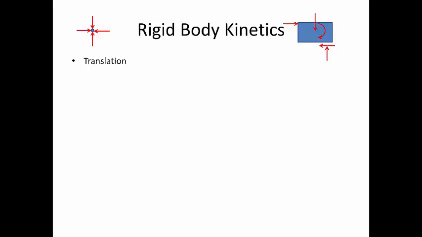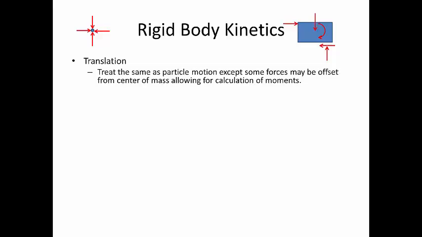For rigid body kinetics, when we're dealing with translation, we treat it the same as we do for particle motion, except some of the forces might be offset from the center of mass, allowing for calculation of moments. So we use the sum of the forces equals mass times acceleration, but we might also use the sum of the moments equals the kinetic moments, which is equal to the sum of the mass times acceleration times a moment arm, d, but there's no rotation involved in this case.